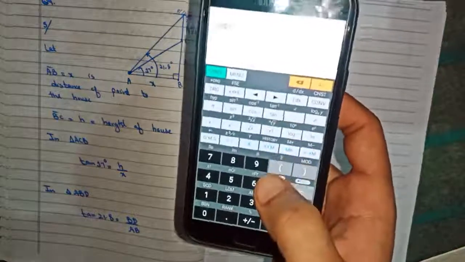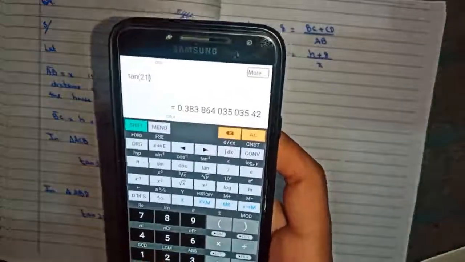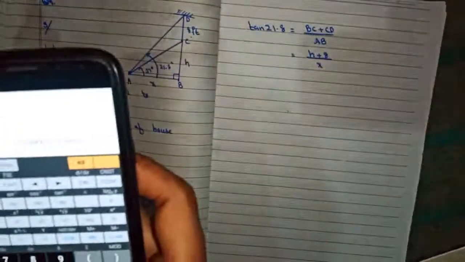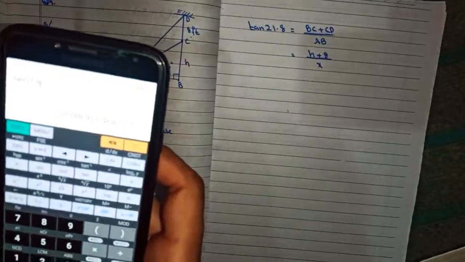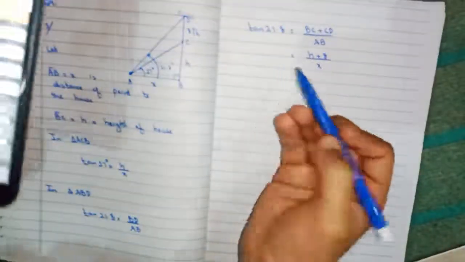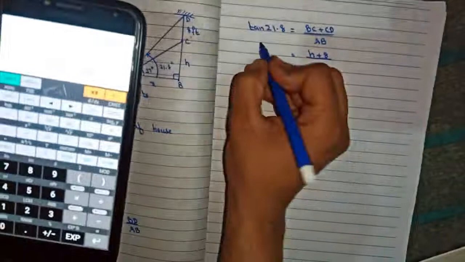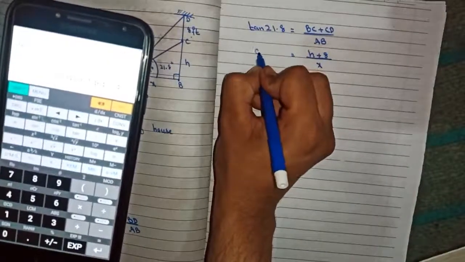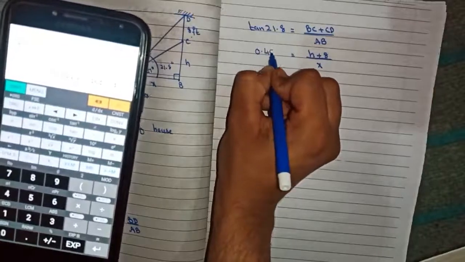Tangent 21.8, 0.399. You may round it off as 0.40. We have rounded off this value.